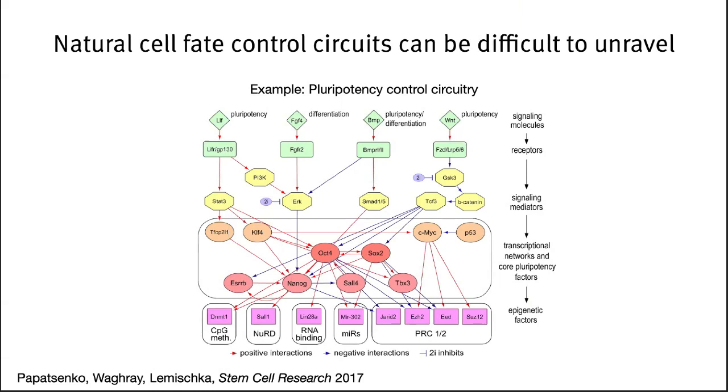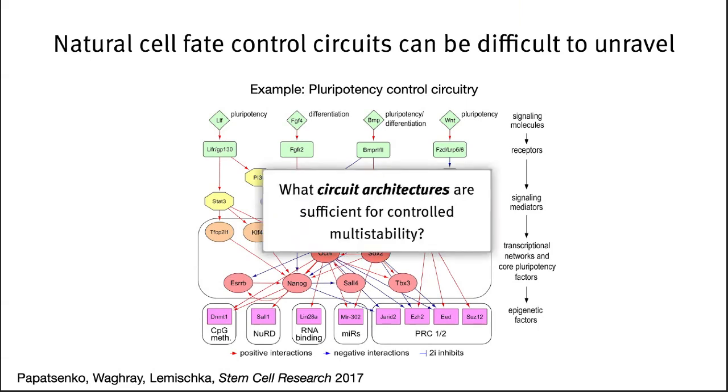Of course, we know a lot about the different signals and transcription factors that control cell fates, but when we try to map them as circuits, they often appear really complex. Here's just one example. I could pick any of these. There are a lot of different transcription factors involved and a lot of different regulatory interactions. And it's hard to understand by looking at these diagrams what subset of these interactions, or what aspects of this circuit, are really sufficient to give you this key property of multistability and controlled transitions. So this is really the theme of this talk: how can we get insight into that question? What are the circuit design principles?